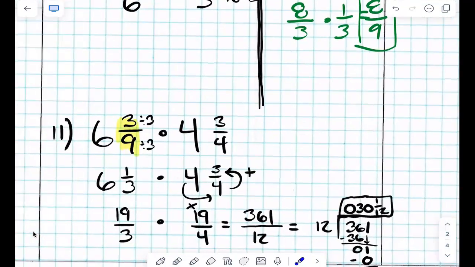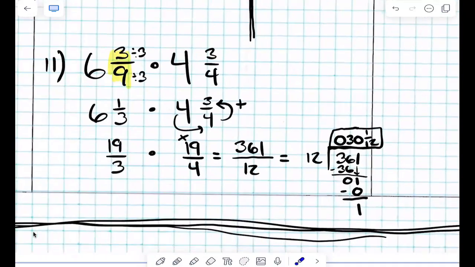Is it legal to reduce the fraction part of a mixed number? Yes. So 6 3/9 is the same as 6 1/3, right? Yes. Should you reduce early in problems? Yes. If you reduce early in problems, you're dealing with smaller numbers.